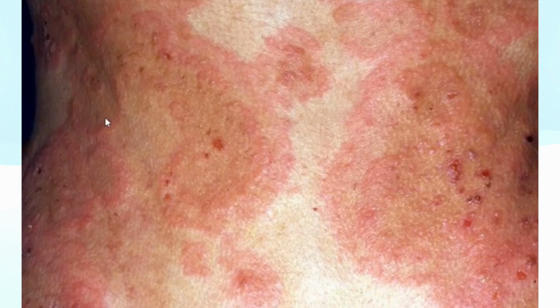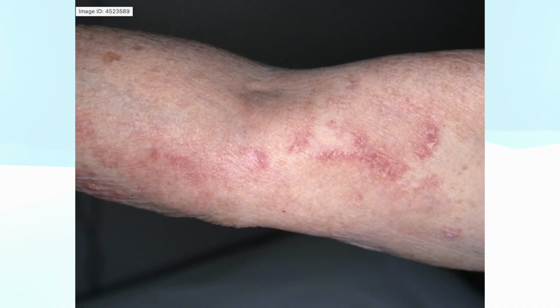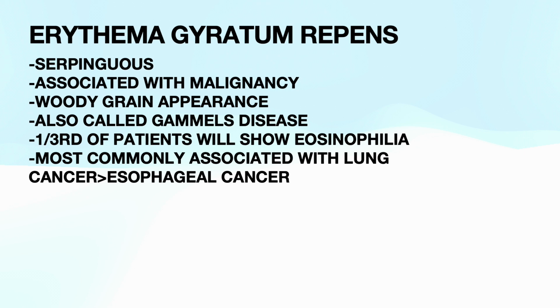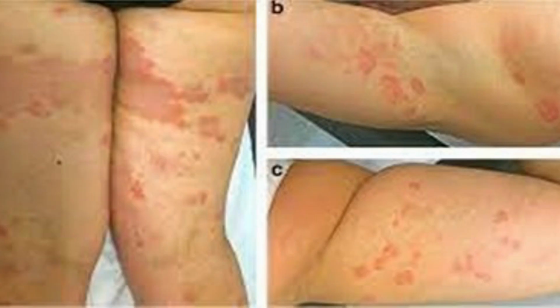Okay, woody grain appearance. Take a good look at it. Yes, this is erythema gyratum repens. It's a serpiginous lesion. It's associated with malignancy, like I said. It has a woody grain appearance. It's also called as Gammel's disease. And 1/3 of the patients will show eosinophilia here, and it is most commonly associated with cancer. Most commonly with lung cancer, followed by esophageal cancer. You should know this lesion very, very well.